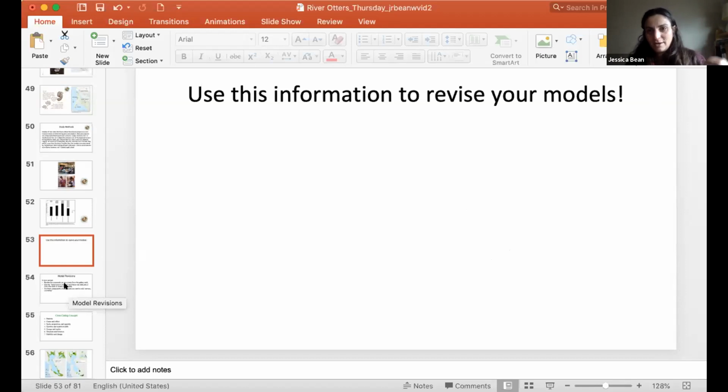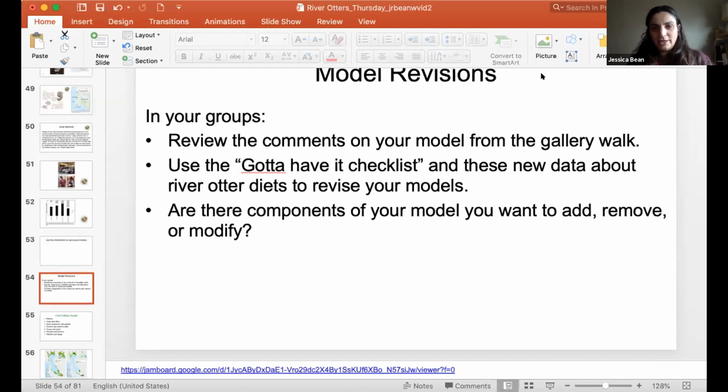So remember that modeling, the idea here is that it's an iterative practice, right? So maybe you haven't reviewed your comments from the gallery walk yet, so you would do that as a group. You would then use your gotta have it checklist and some of these new data sources, this information that we're talking about with the diets, to revise your model. And really think about what do you want to add, remove, or modify.